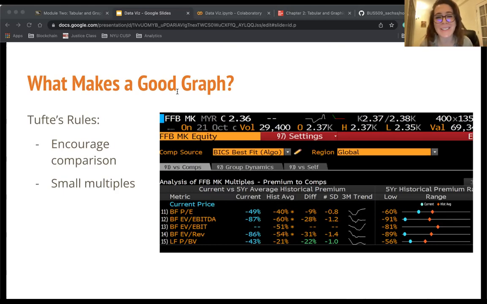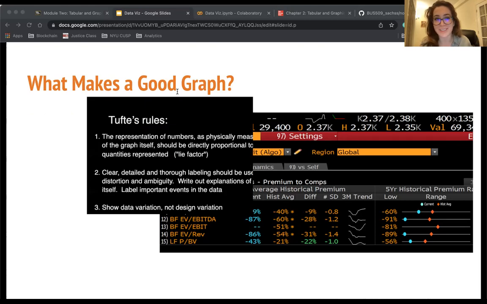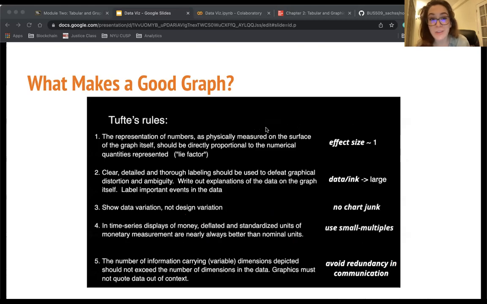Another note to mention is the use of small multiples in time series. Instead of displaying nominal units, deflated and standardized units of monetary measurements are nearly always better. So showing this change rather than saying this is the value. The human intuition of understanding these changes is actually really powerful, and it also diminishes the clutter on a graph. It's easy for the human eye to quickly compare between the values, and the Bloomberg terminal uses this often to show that.